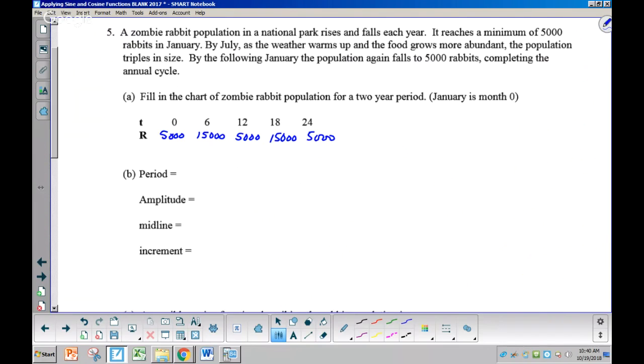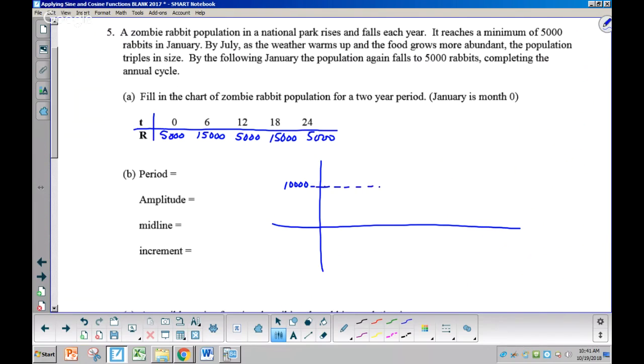Okay? So the first thing we've got to do is draw a really quick chart here, a graph detailing the zombie rabbit population. So I need the midline. I don't have it here. How do we find the midline? You average 15,000 and 5,000. So we add them together and divide by 2, which is 10,000. So I'm just going to put here 10,000. And there's my midline.